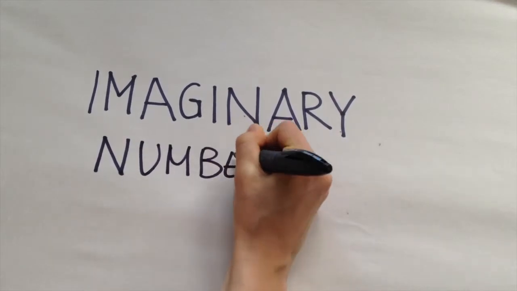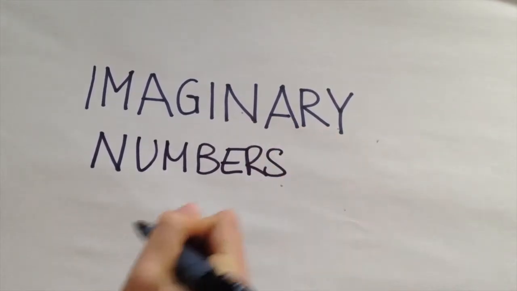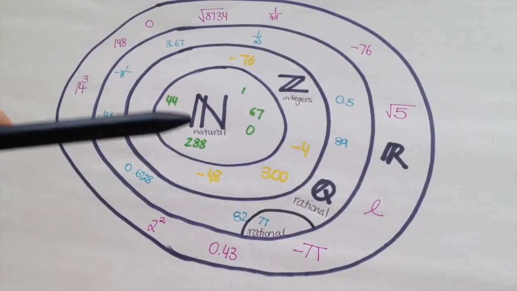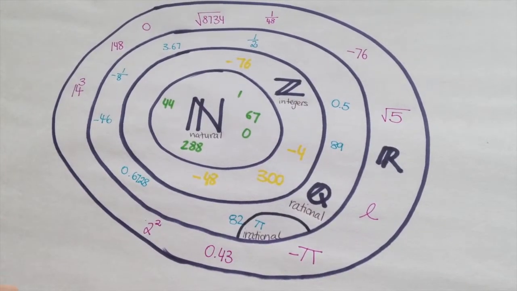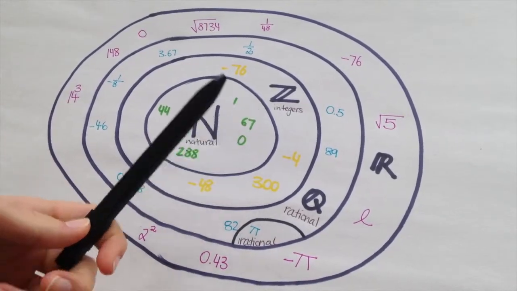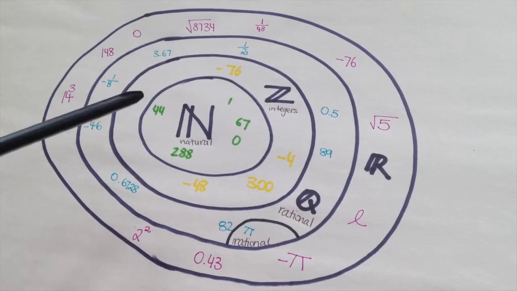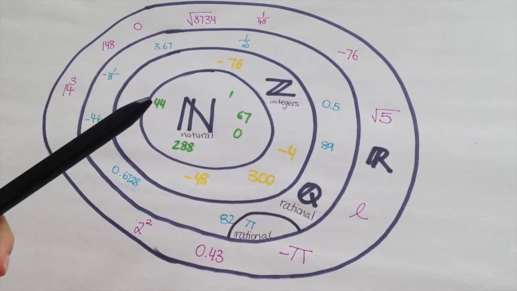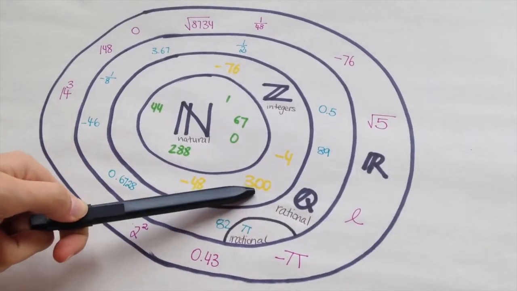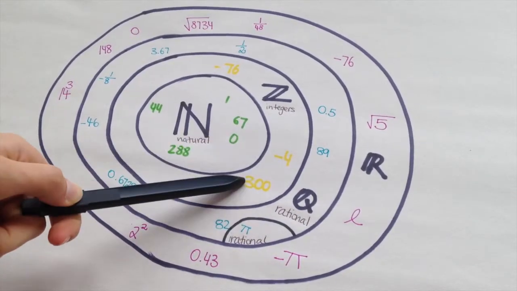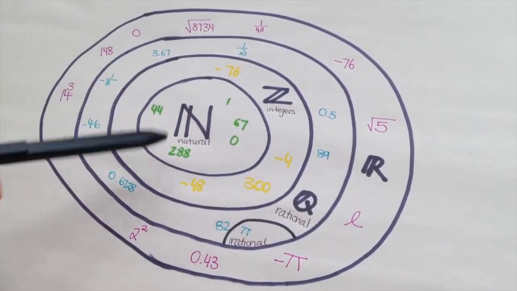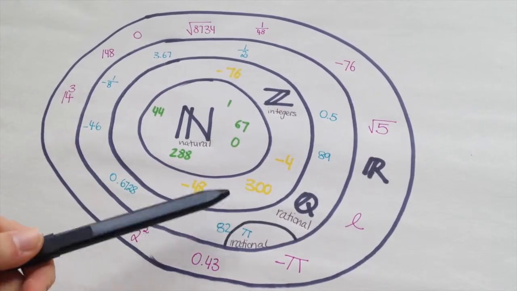Today we will be talking about imaginary numbers. Okay, so these are the numbers we are familiar with so far. Natural numbers, which are 0 to 88, 67, and are all positive. Integers, which can be positive and negative, such as -4, -76, but also 300.